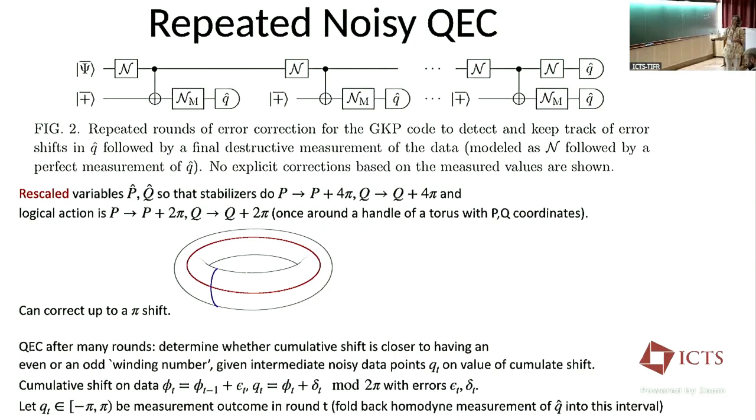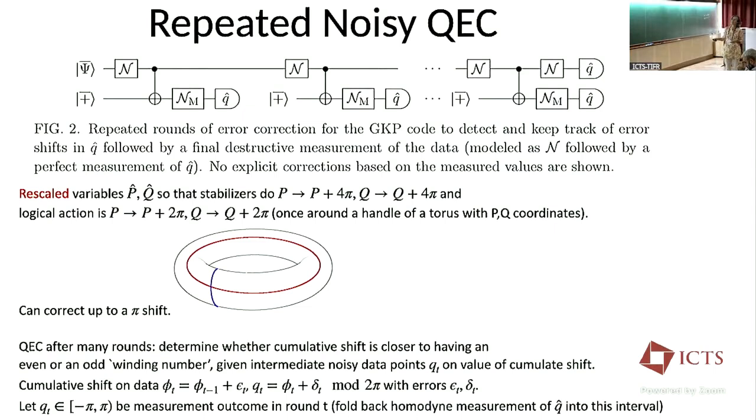So the circumference of this torus is 2 pi. So if I wind by less than 2 pi, I say, oh, it's winding around 0. If I wind by more than pi, it's closer to 2 pi, so it's between pi and 3 pi. Then I call it logical, right?